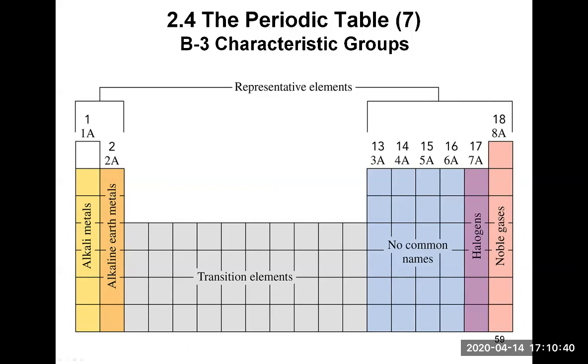Then you have the transition elements, which are all the B groups in the middle here, 10 columns. And then from 3A to 8A, you have the other representative elements, or the main group elements. There are no common names for 3A to 6A, but there are common names that you will need to learn. Group 7A are called the halogens, and group 8A are called the noble gases.